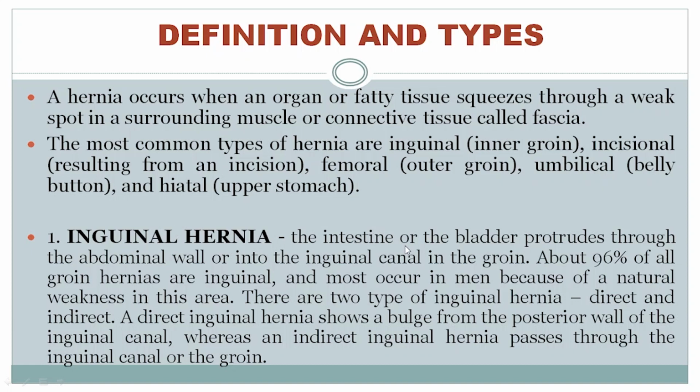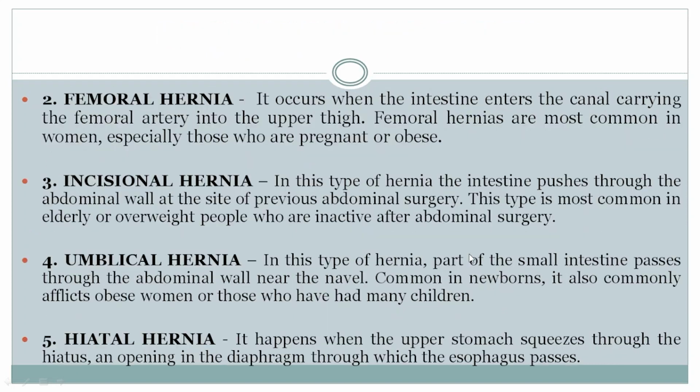Inguinal hernia, first of all, in this the intestine or bladder protrude out through the abdominal wall into the inguinal canal. About 96% of the hernias are inguinal hernia, most common in males, and there are two types of inguinal hernia, direct and indirect. The direct inguinal hernia shows a bulge from the posterior wall of the inguinal canal, whereas indirect inguinal hernia passes through the inguinal canal or the groin.